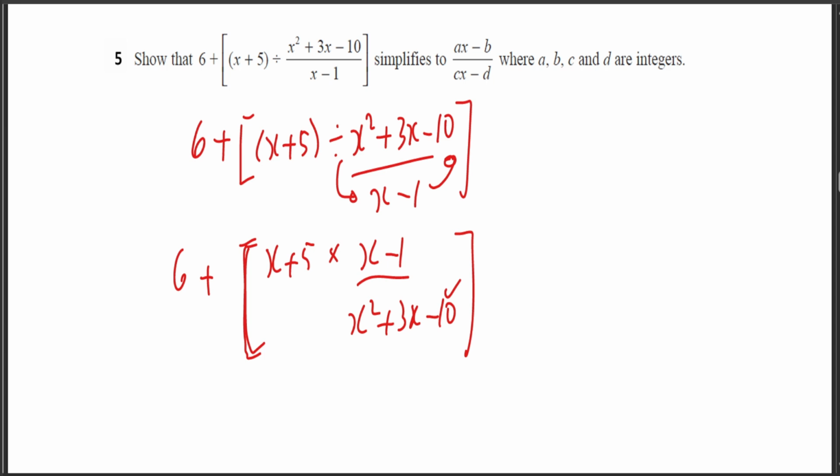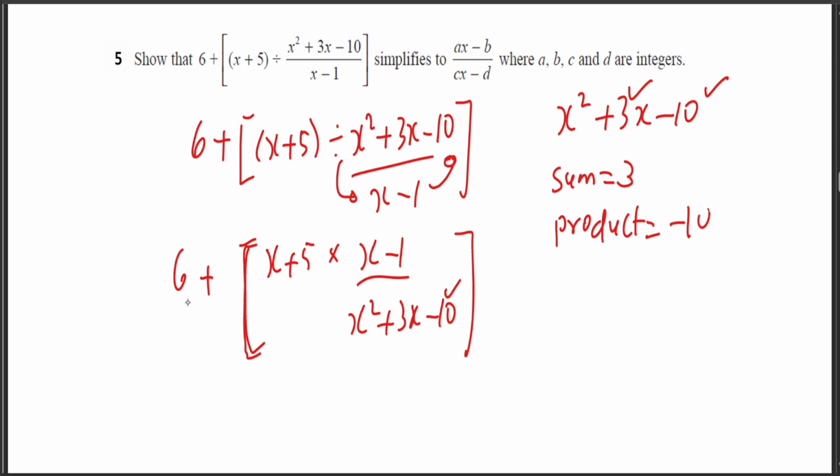Now let's factorize this, x squared plus 3x minus 10. Your sum is positive 3, and your product is negative 10. The only combinations that give negative 10 are negative 1 and 10, or negative 2 and 5, or 2 and negative 5. I think those are enough. Now which one, if you add them, gives you plus 3?